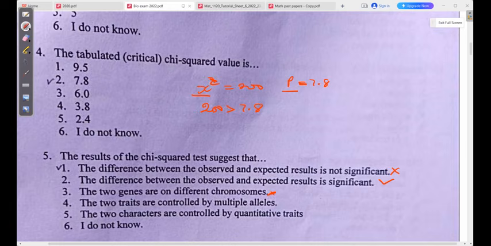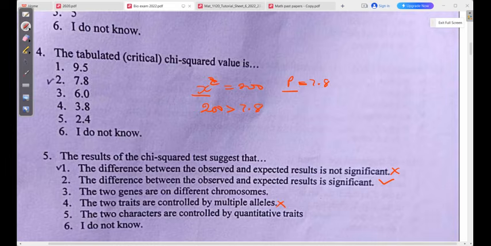Then the next one is saying the 2 traits are controlled by multiple alleles. So this is outside what we are discussing. We are not discussing multiple alleles here. This is not related to the problem we have. A good example of multiple alleles is when you're dealing with blood groups. Blood group is controlled by 3 alleles, that is A, B, and O. So these are multiple, more than 2, all controlling a single gene, which is blood. So this is not related to our problem.